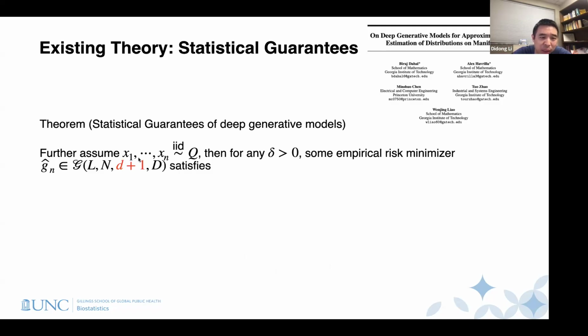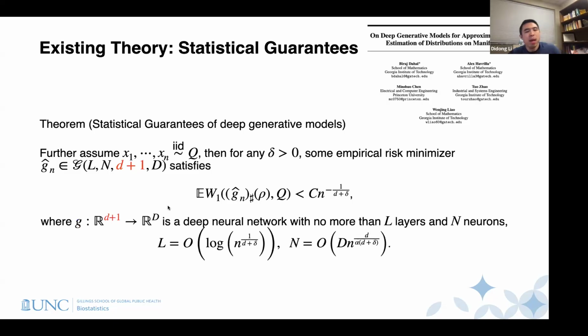Instead, we have IID samples x1 up to xn. Then they show that there exists some empirical risk minimizer. You can imagine this G_n hat is some output from a deep neural network model, for example, VAE or GAN. This is something you can really calculate in practice. Then the Wasserstein-1 distance is also arbitrarily small, where the rate is 1 over D. This delta is some technical constant. You can treat it as 0 in a non-rigorous way. And here again, G is a deep neural network where we can control the number of layers and neurons in terms of the rate of the sample size.